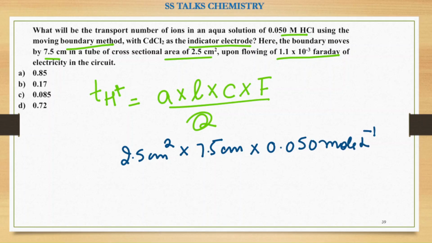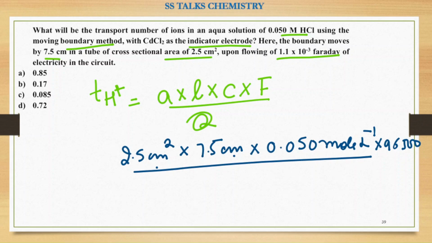You have to do the conversions in centimeters so that these units will get cancelled out. The next is 96500, this much is the Faraday's constant. The Q value we have is 1.1 into 10 raised to the power of minus 3. Now you will do the conversion from mole per liter to centimeter cube. For that, multiply this with the factor of 10 raised to the power of minus 3. This will come out to be in mole per centimeter cube.